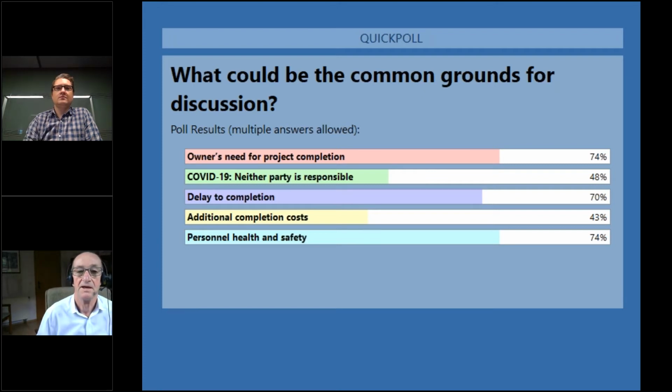And there's a large support for personnel health and safety. I think that linked to COVID-19 are the real grounds for opening discussions, a common ground. Because, first of all, neither a public authority owner nor a contractor can be seen to be flouting health and safety issues. And in any case, the contractor is going to be under regulations to comply with for health and safety, as well as government directions, etc.